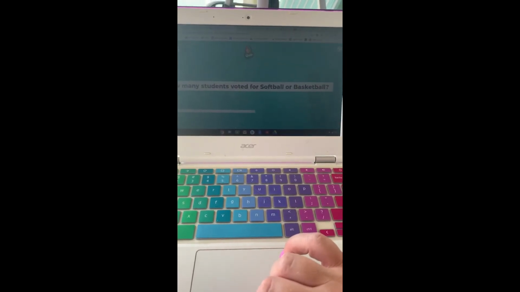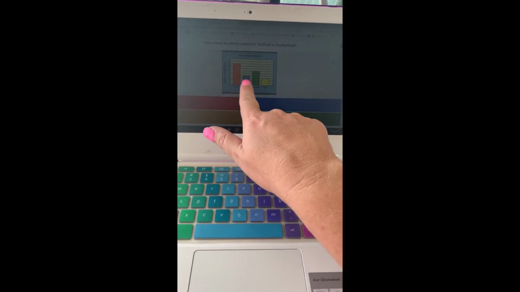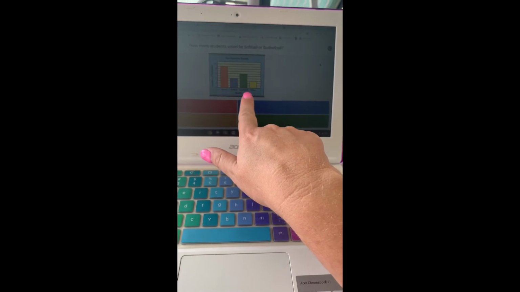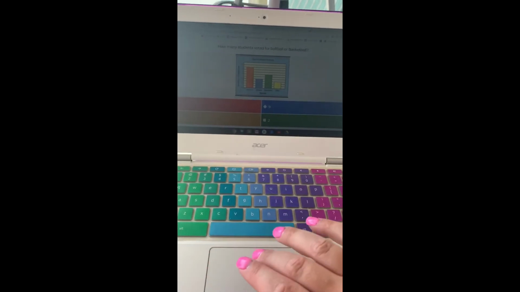How many students voted for softball or basketball? Okay, so softball was 4. Basketball was 6, so if we add those together, we're going to get 10.